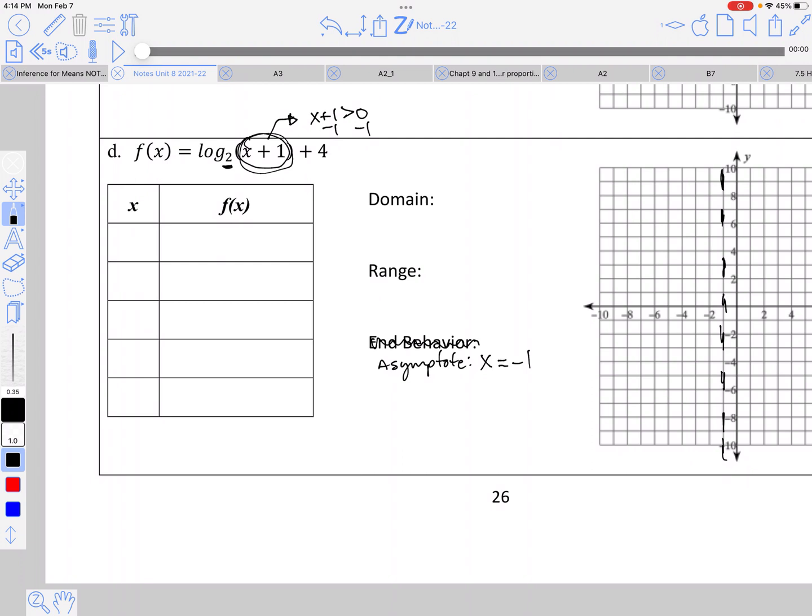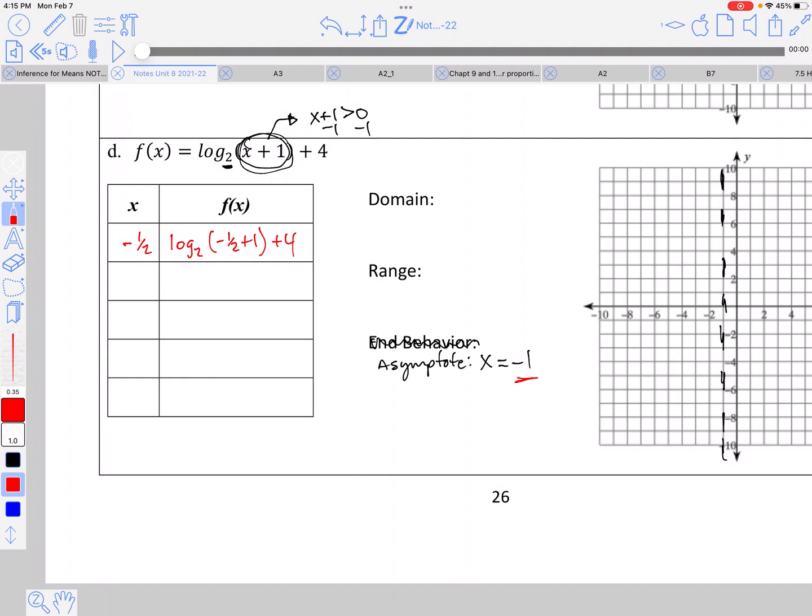Okay, so you have a couple options here. You can guess and check. So I usually do start with some fractions. Okay, so we can't use -1, but I'm going to try -1/2. I'm going to try it out. Okay, so that'll be log base 2 of -1/2 plus 1 plus 4. So how did I know -1/2? Well, I knew I couldn't do -1 or lower, so I just got something close, okay?